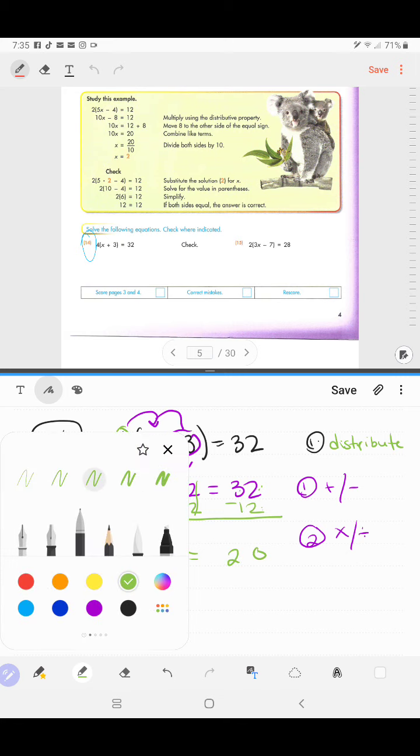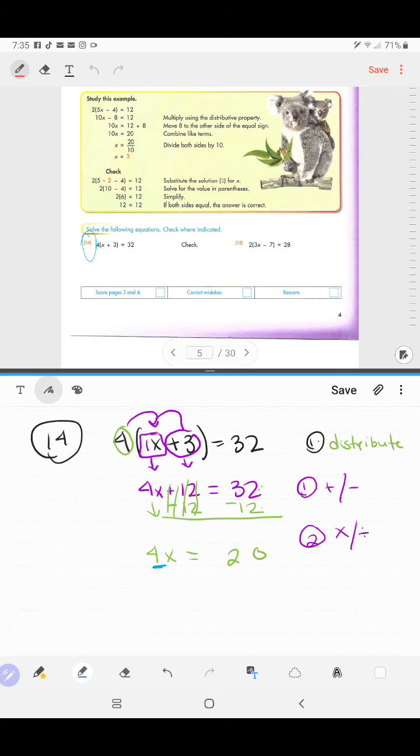Second step is multiply or divide. Again, in this case, there's just one number next to the x, so we're going to divide. Cancel the 4, divide. X equals 4 goes into 20 5 times. So 5 is your answer.